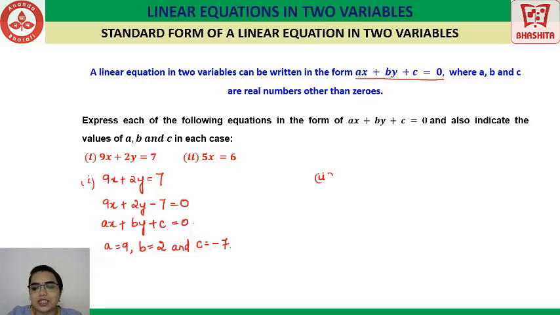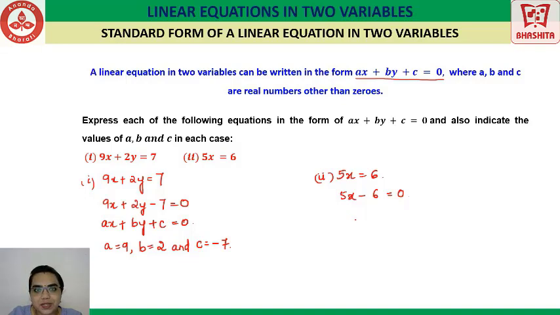5x is equal to 6. Right. Now what are we going to do? First thing, I think we can bring the plus 6 onto the left hand side. Right. So what do we get? 5x minus 6 is equal to 0. But is this in the standard form already? Just have a look. ax plus by plus c is equal to 0.